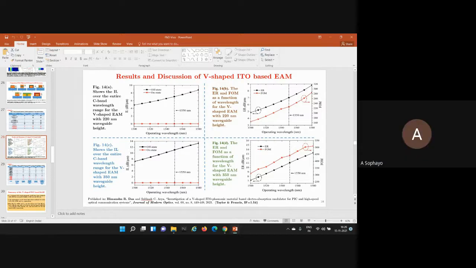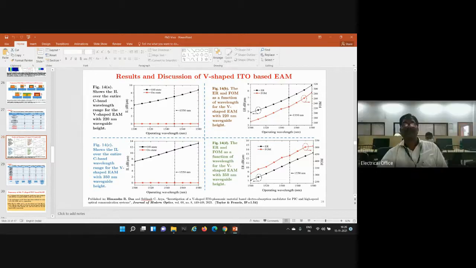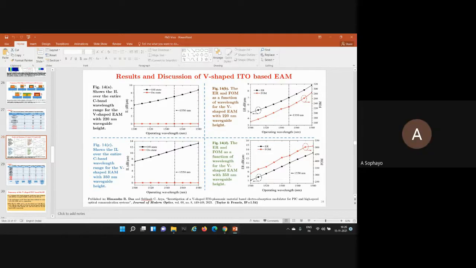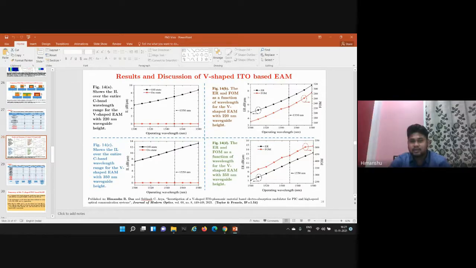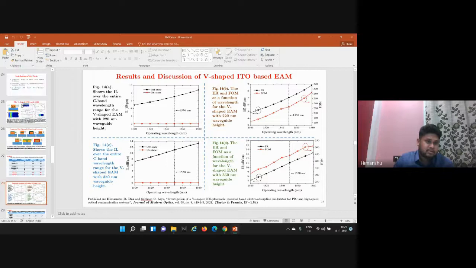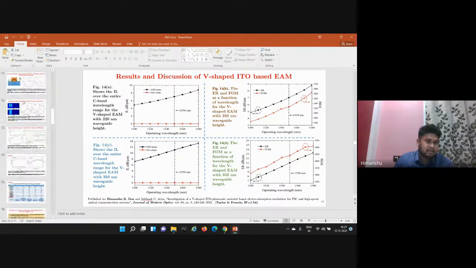Okay, sir, I would like to go next. Himanshu, you have stressed so much on this extinction ratio and this figure of merit, so I would like to know how you are calculating this. Extinction ratio can be calculated if we know the on state as well as the off state of the device, because as I have shown in the equations, there is equation number D, I think.